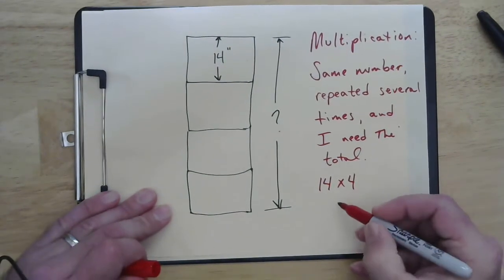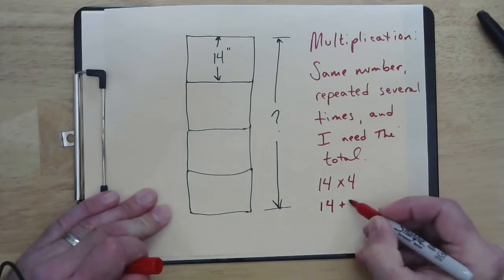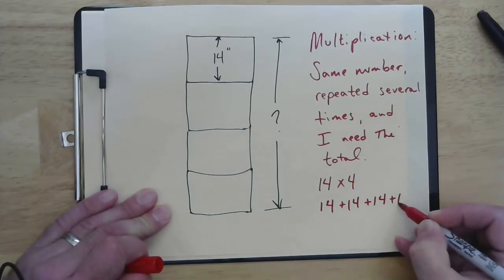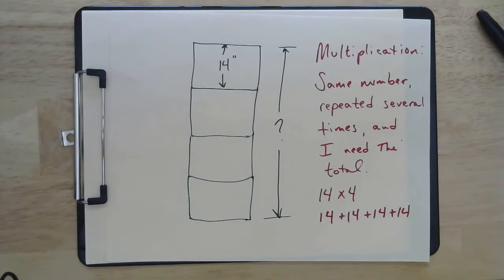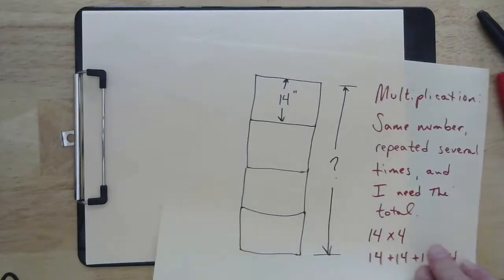Now I could do that as 14 plus 14 plus 14 plus 14. That's what I mean about it being repeated addition, but it saves you a lot of time to do 14 times 4. Okay, so same number repeated multiple times.